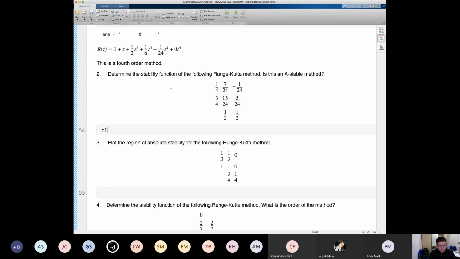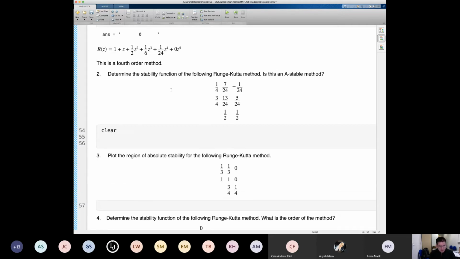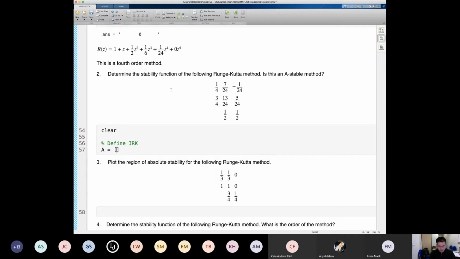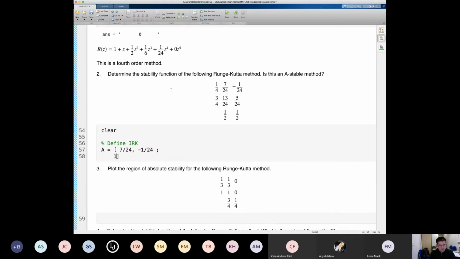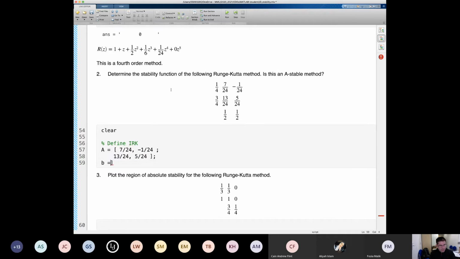Okay, so first thing we do again for this question is define our IRK method. So here we've got a 2-stage method. So I'm going to define my A matrix. And I'm going to define, actually I'm going to call it EBT.